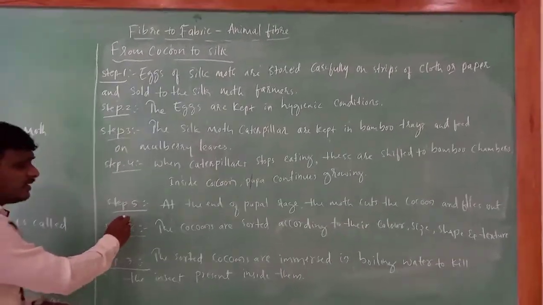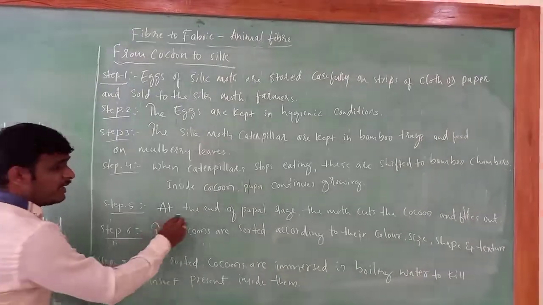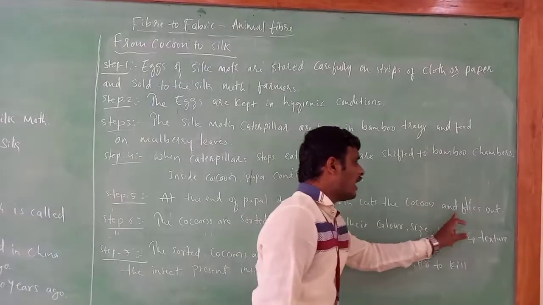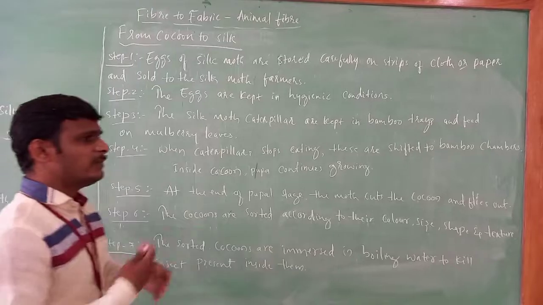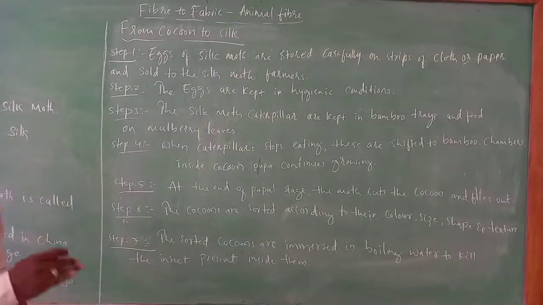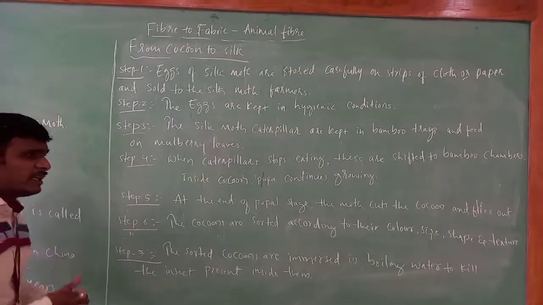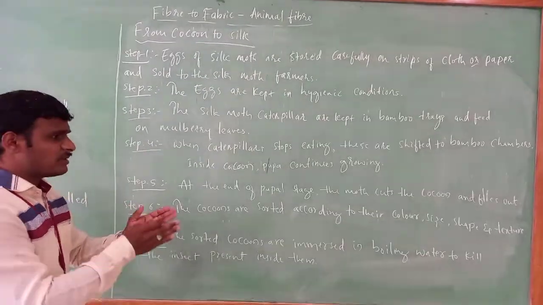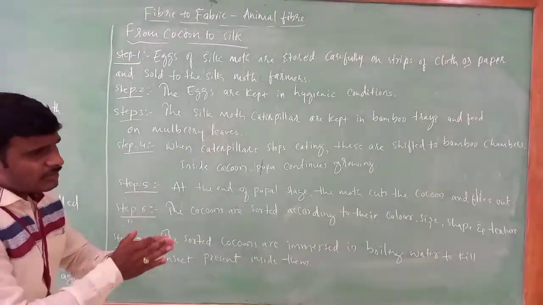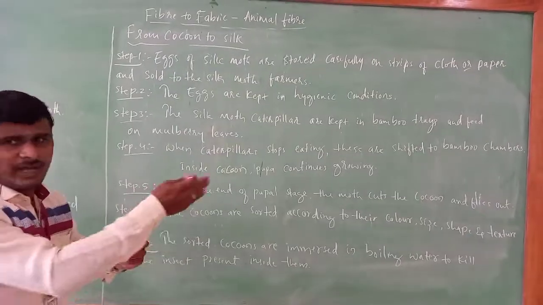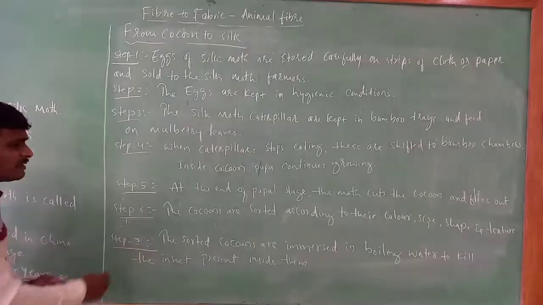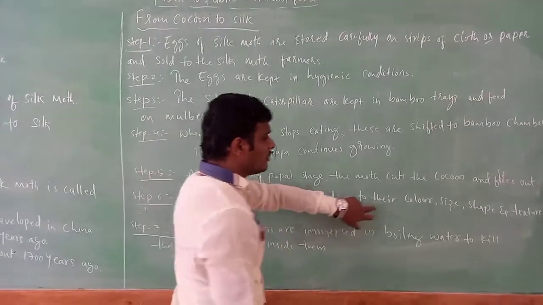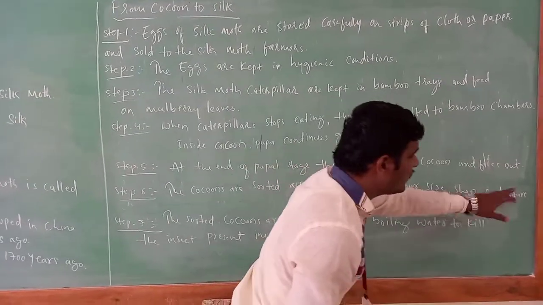So in step 5, at the end of the pupal stage, the moth cuts the cocoon and flies out. Now, I told you in the life cycle, at the end of the pupal stage, what happens? The cocoon will break, and the moth present in the cocoon will break the cocoon and fly out.